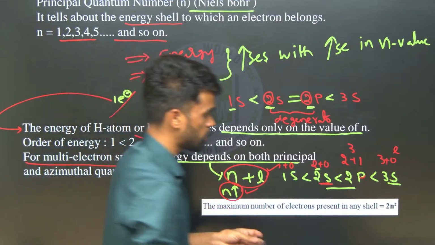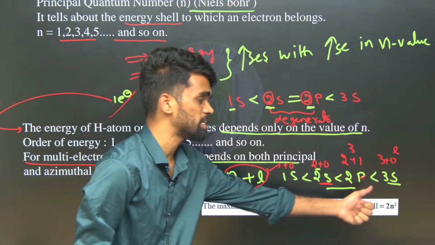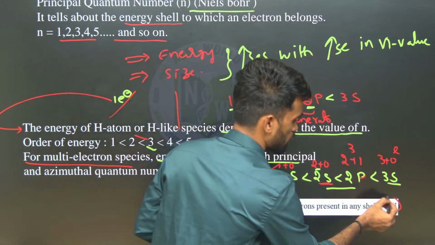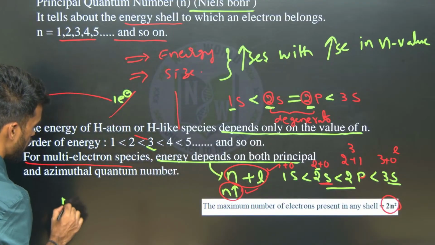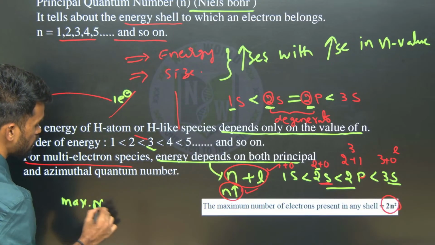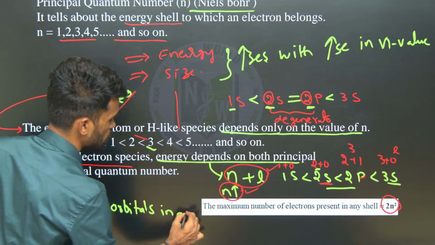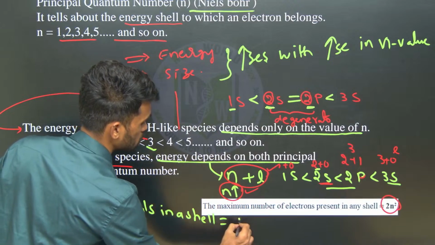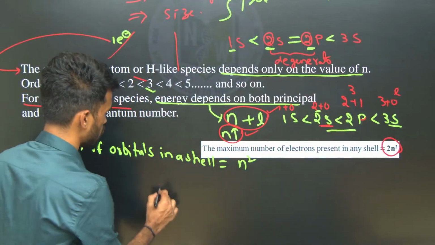Let us move forward. And you know, the maximum number of electrons present in a shell, you can use this formula. Maximum number of electrons present in a shell is 2n square, and maximum number of orbitals in a shell, if someone asks you, is equal to n square. For example, n value is 1, shell number 1, n equals to 1.